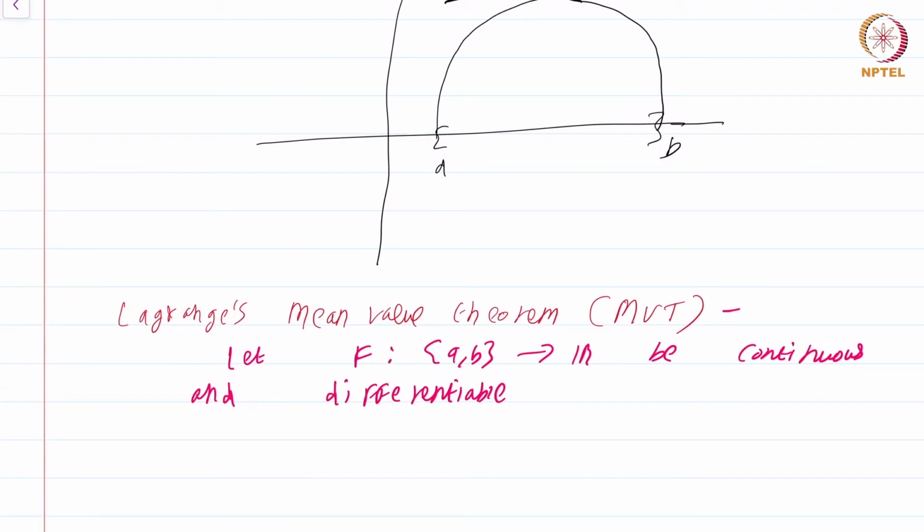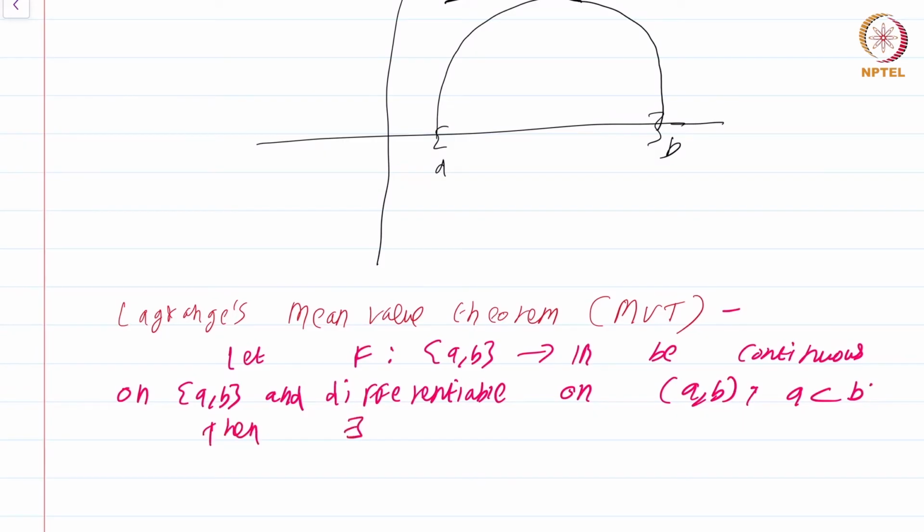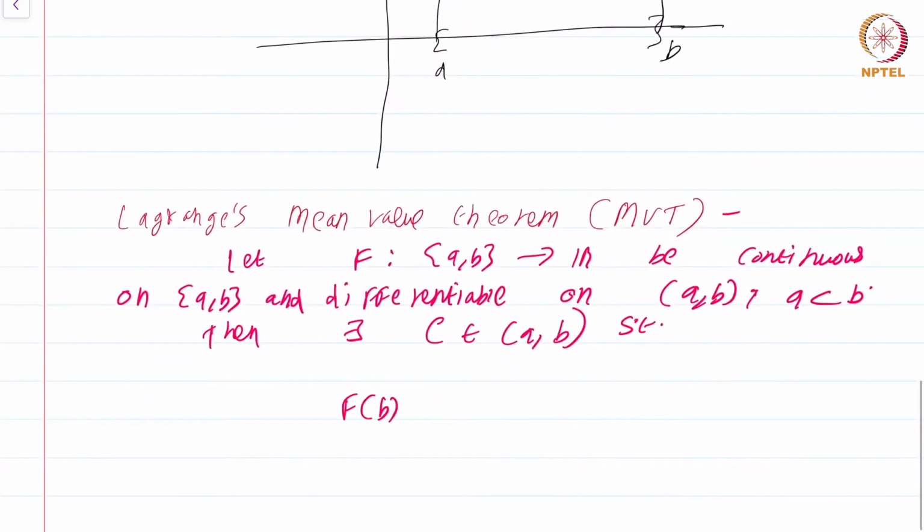Since this is an important theorem, I'm not going to leave out any hypothesis. Let f from [a,b] to R be continuous on [a,b] and differentiable on the open interval (a,b). Again, a is less than b. Then there exists a point c in the open interval (a,b) such that f of b minus f of a is equal to f prime at c times b minus a.